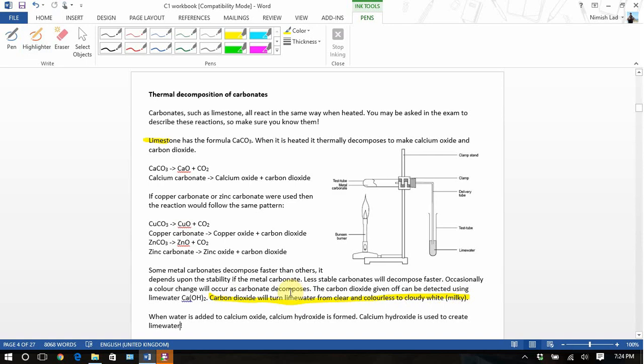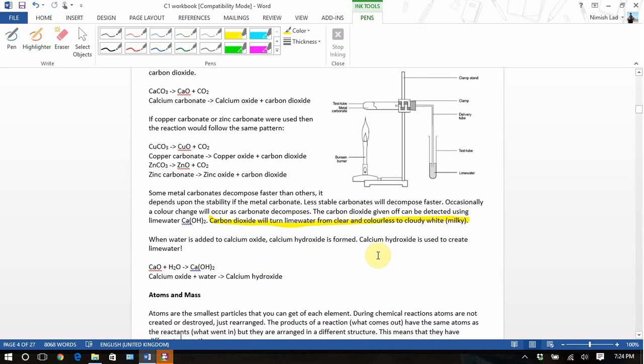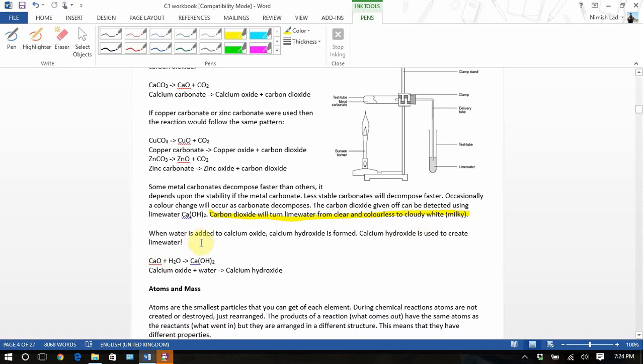When water is added to calcium oxide, calcium hydroxide is formed. Calcium hydroxide is used to create lime water. Okay, so that's how that links to that carbon dioxide process. So there you go. Calcium oxide plus H2O makes Ca(OH)2, calcium hydroxide.